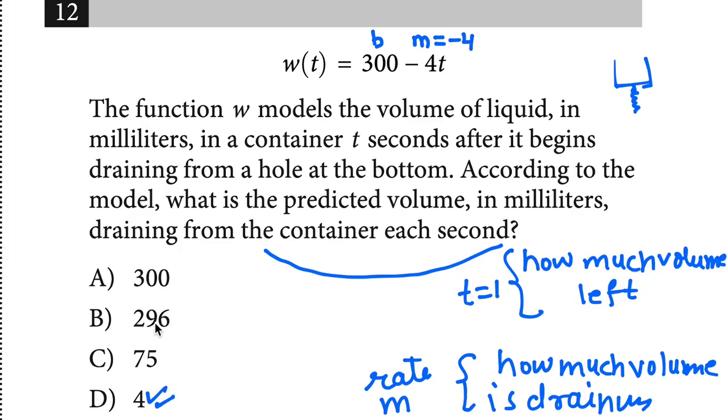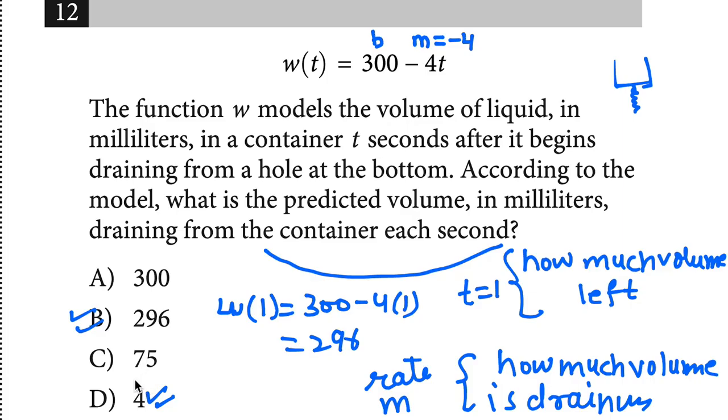Now here is a trap. Suppose you do not understand the question first and you say, okay, after 1 second the volume will be 300 minus 4 times 1, and you see that number. Okay, I have calculated this answer and it is one of the options. That means I am going right. But here is a trap. They are asking about rate, not volume, right?